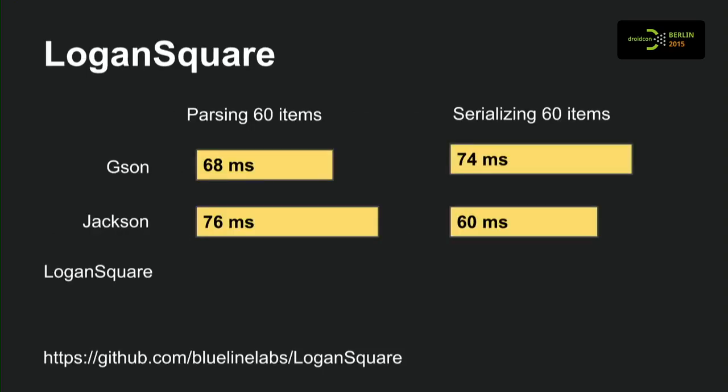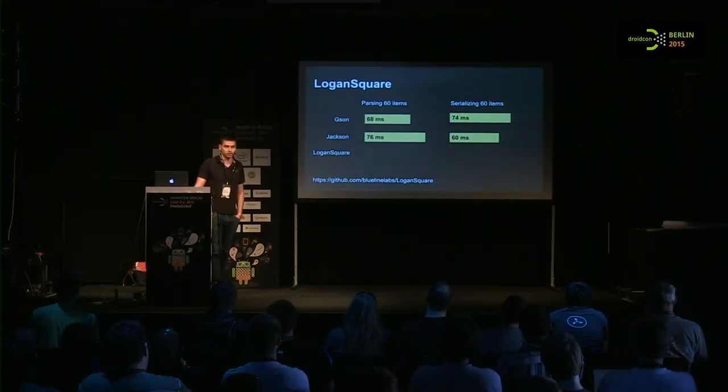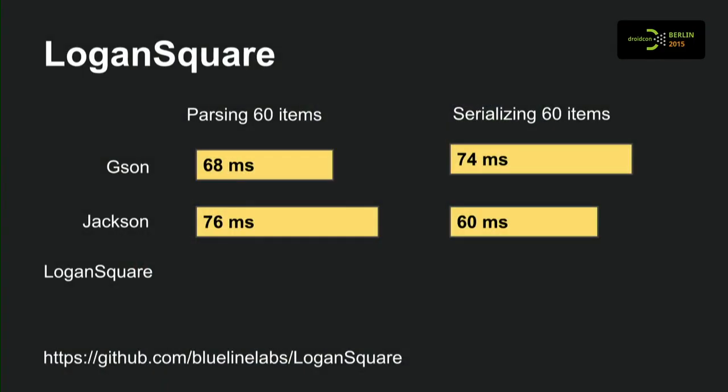Who of you is not familiar with JSON or Jackson? So, everyone is, fine? It's parsing JSON, right? And Jackson does that by using reflection. There's a little benchmark from the guys at BlueLine Labs, where they parse 60 items. You can find the benchmark at this URL. They did that because they have written their annotation processing based JSON parser called LoganSquare. And now, instead of around 60 to 70 milliseconds to parse 60 items, it only takes 17 milliseconds, and serializing takes 10 milliseconds.